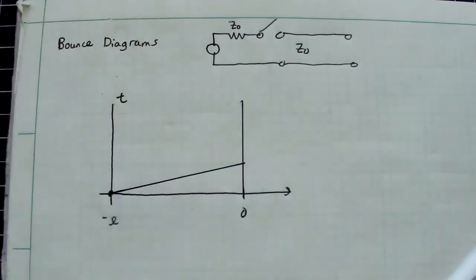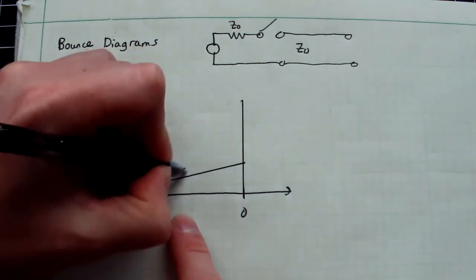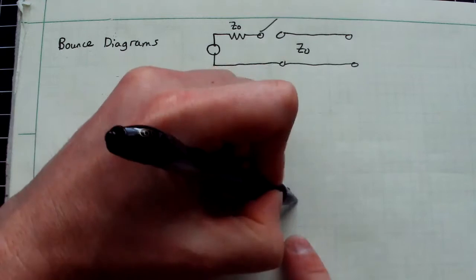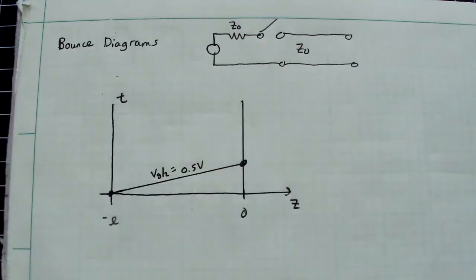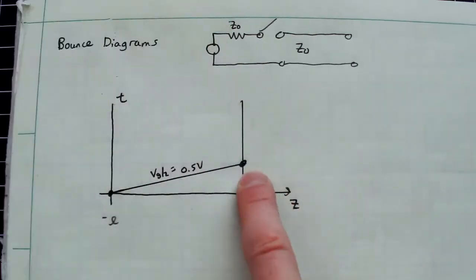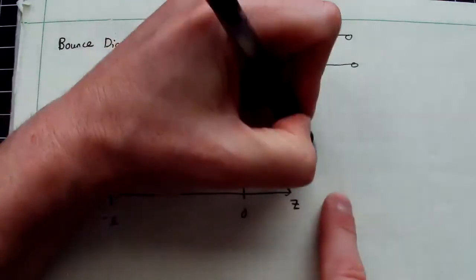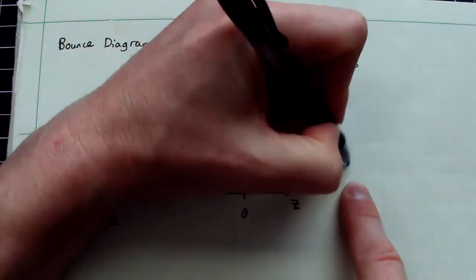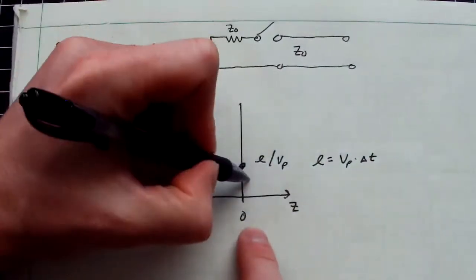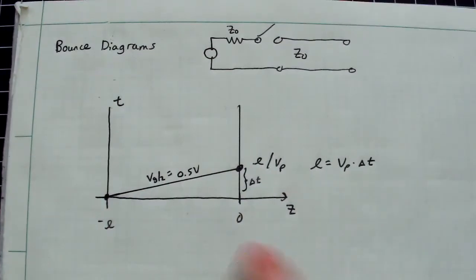So this is what it looks like for the positive pulse. I'm going to write this as Vg over 2, or a half a volt. So this is space z, time on this axis. And you imagine that positive pulse going down this way. This moment in time will be L divided by the phase velocity, because remember, distance L equals velocity times time, delta t. So that little delta t from here to here is just L divided by the phase velocity. That is the height.